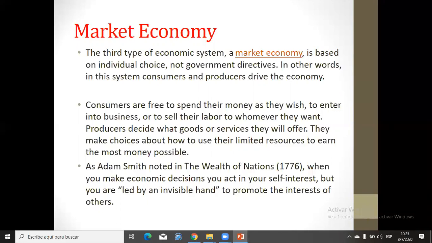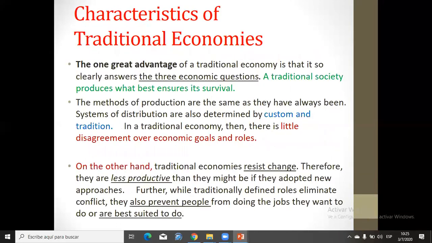Now, according to the book, they go back to the traditional, and over here it talks about different characteristics of the traditional economies. The one great advantage of a traditional economy is that it so clearly answers the 3 economic questions: what to produce, how to produce, and for whom to produce. A traditional society produces what best ensures its survival. Remember, they only produce what they need. They do not overproduce. They produce only what they really need, and that's it, period.